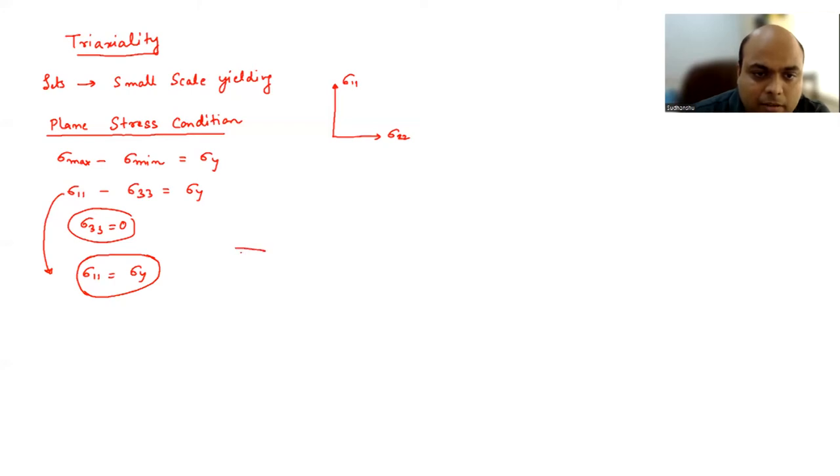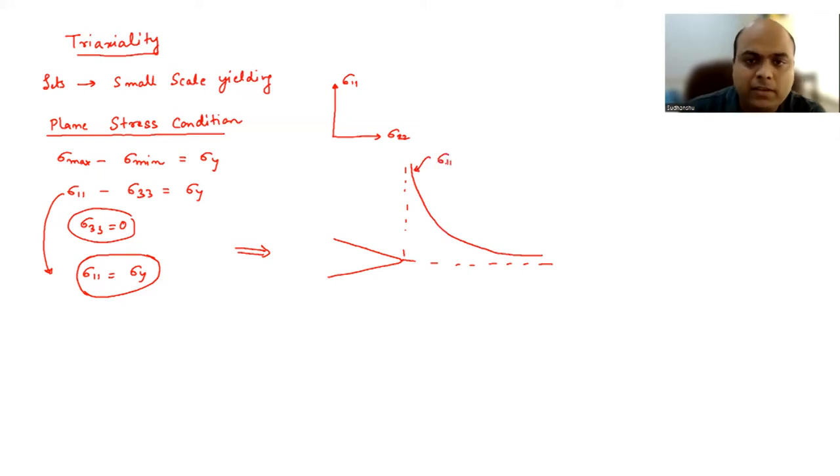So if you see the plot, suppose we have this condition. So this is what we have, right? Sigma 11 varies like this, we know. Now at the crack tip, in front of the crack tip, as soon as sigma 11 becomes sigma y, your material is going to yield. That is the yielding criterion predicted by Tresca, right? So sigma y, say, will be somewhere here, the yield point. At this particular point, your material is going to yield.